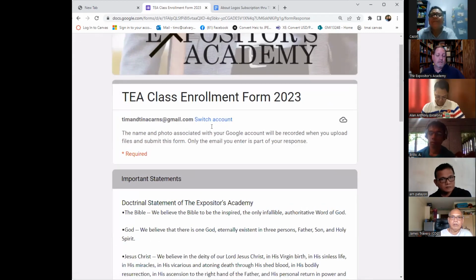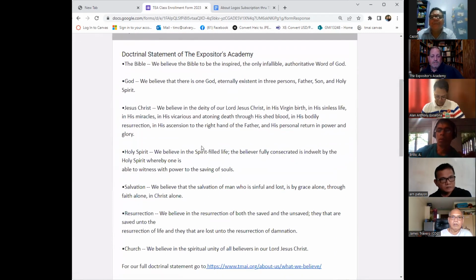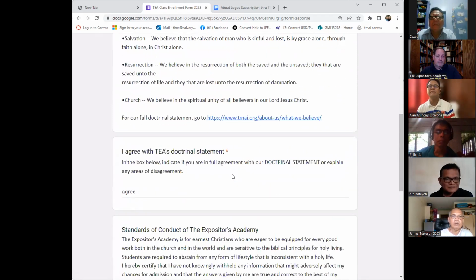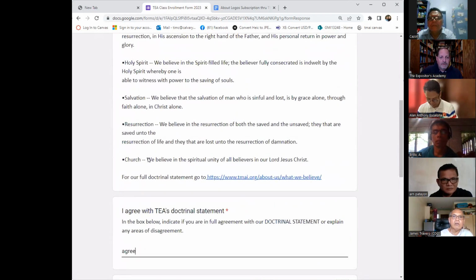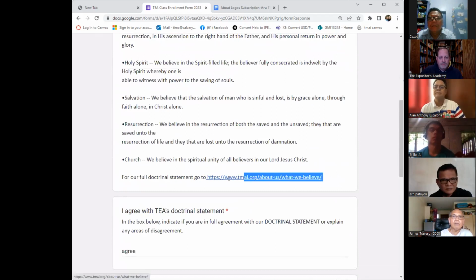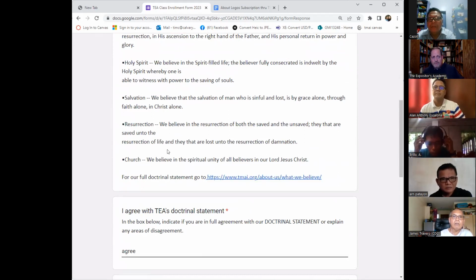All right. The next page of the online enrollment form just has the doctrinal statement for TEA. So just read through this. If you agree with it, just note that here. If there's some part you don't agree with, that's fine. Just indicate what part that is. If you go to the full doctrinal statement here, if there's something on that you don't agree with, just note it here. It's okay if you disagree.